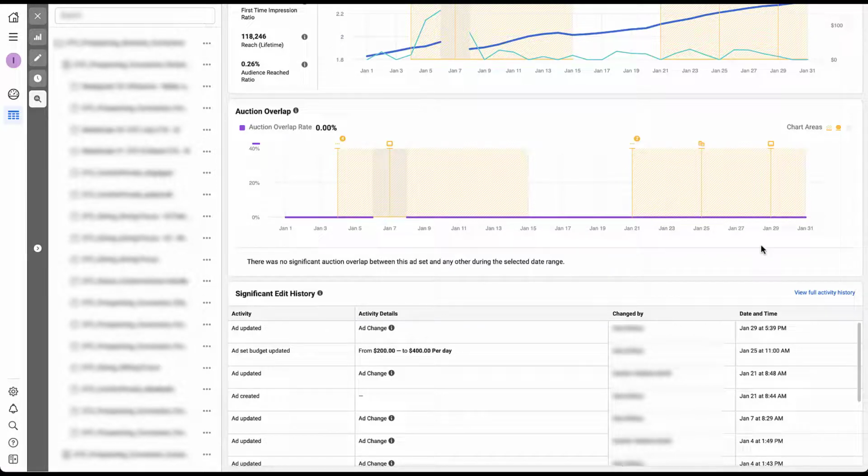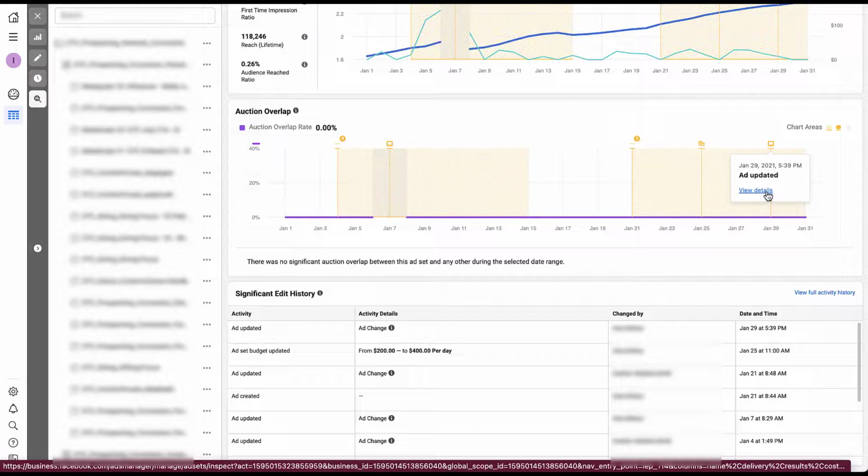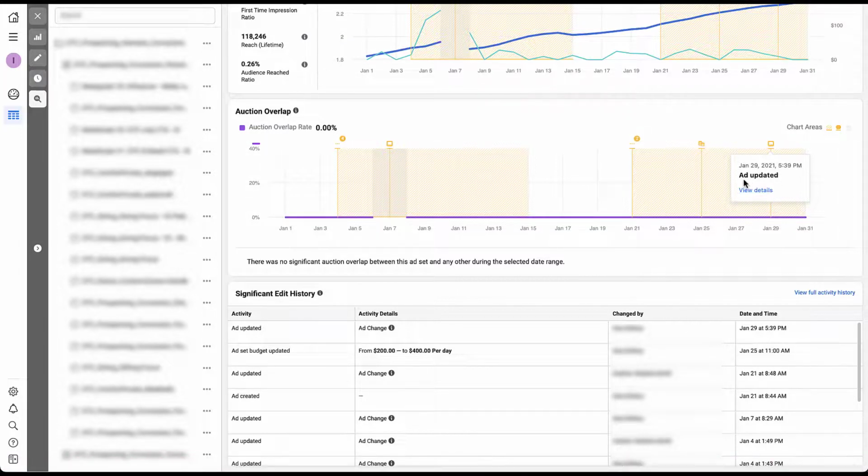If you are reading each of these individual charts, whether it's from the auction overlap tool, the audience saturation, or even just the performance trends at the beginning, you should be able to hover over the icon here. And although it says view details, I've come to find that if you click on that, it doesn't do anything. It doesn't take you anywhere. So unfortunately, if you want more information on what ad was updated on January 29th, you can come down into the significant edit history log all the way down at the bottom of the inspect tab and get more information by hovering over the little eye icon next to that ad change line item.